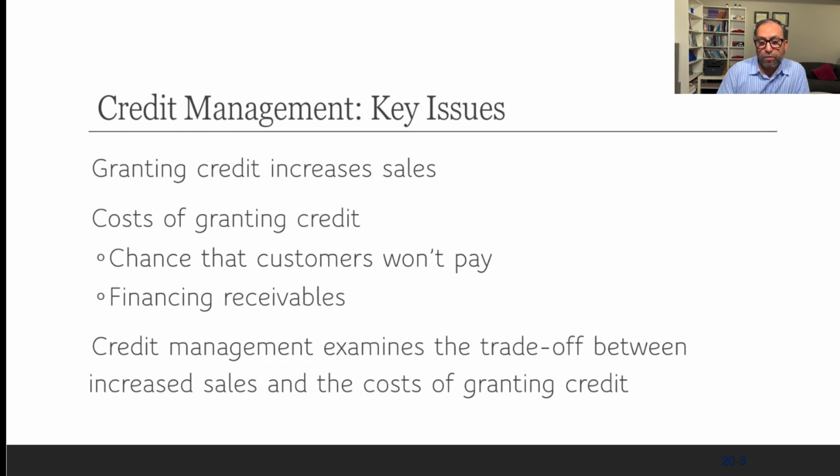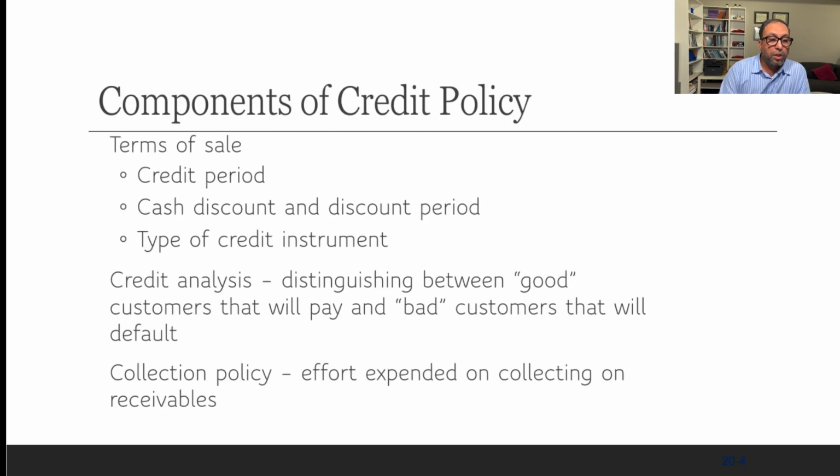So we have to trade off to see where we are better off, where we have more benefit as compared to the cost. So normally, what are the credit policy components? We see the terms of sale: credit period, cash discounts or discount periods, and then the type of credit instruments that we're going to use. Credit analysis distinguishes between a good customer that will pay and bad customers that will default.